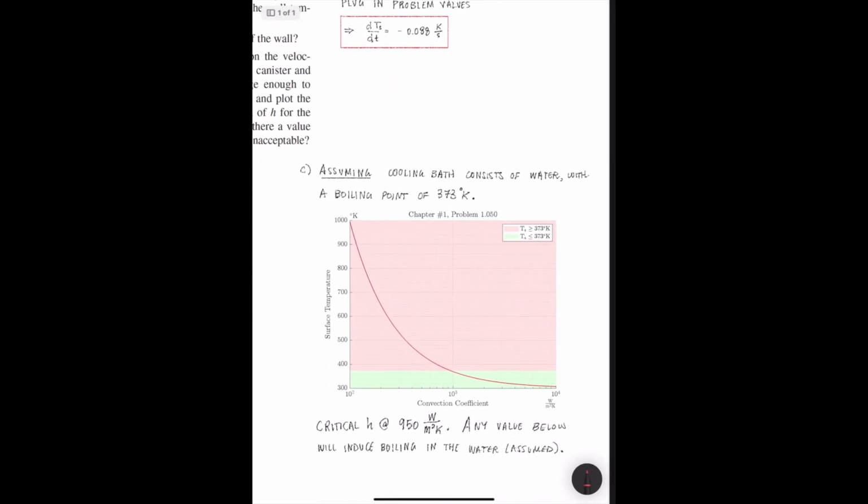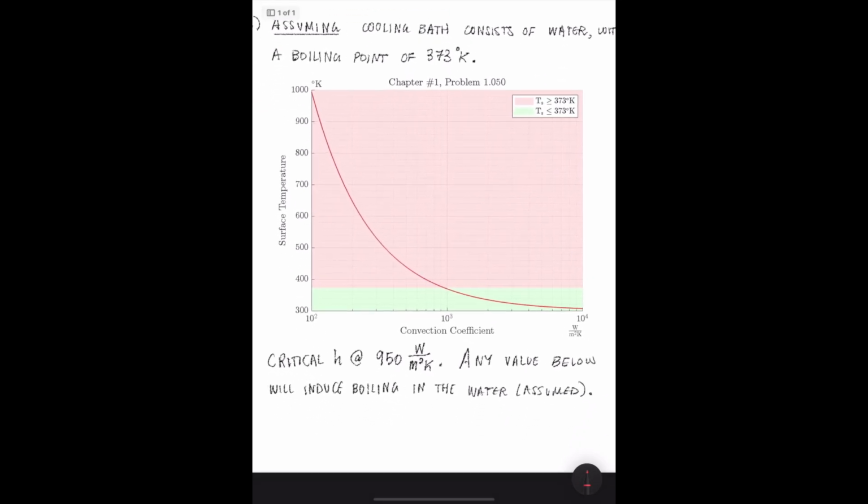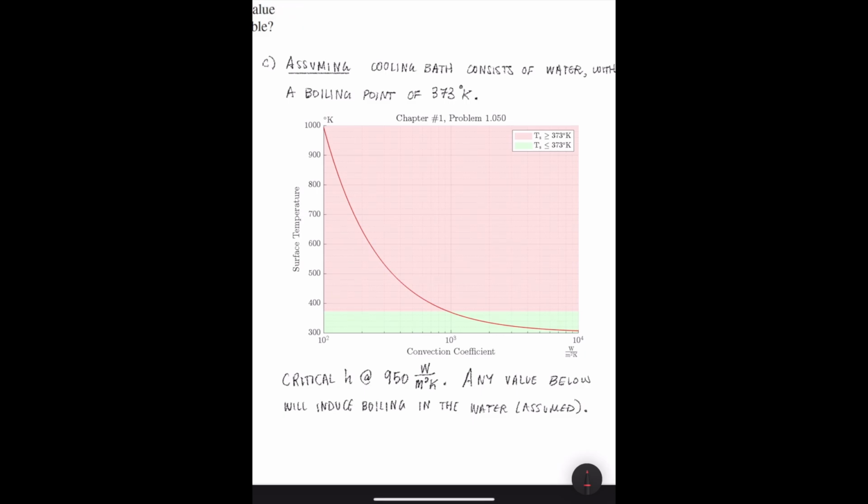I achieved that in MATLAB just using h between 100 and 10,000, like I said, and it produces this curve here. I then calculated at what point the temperature of the surface would exceed a critical temperature. I assumed that the cooling bath consisted of water since it wasn't specified in the problem statement. So for water, the critical temperature is 373 Kelvin because that's when it starts boiling, and 373 Kelvin surface temperature occurs at around a convection coefficient value of 950 watts per meter squared Kelvin.